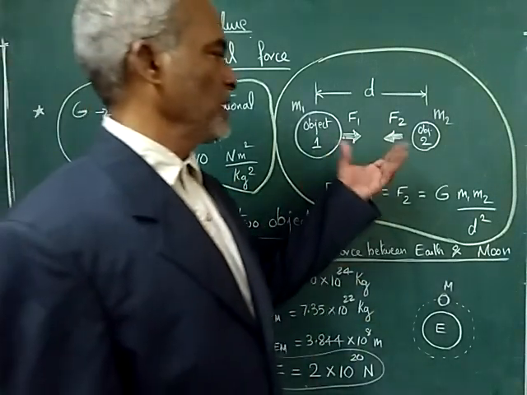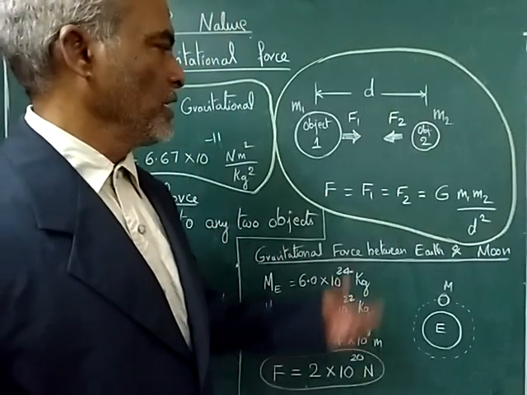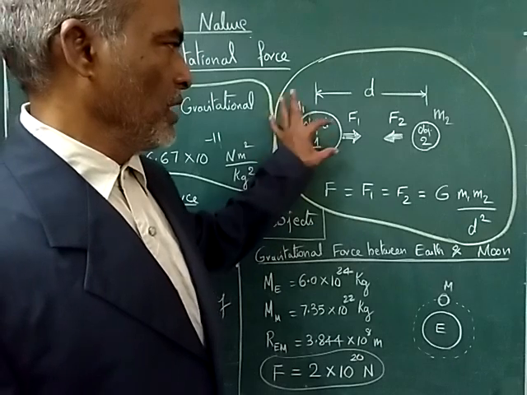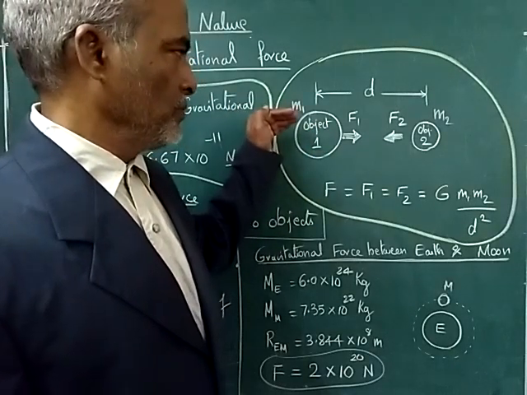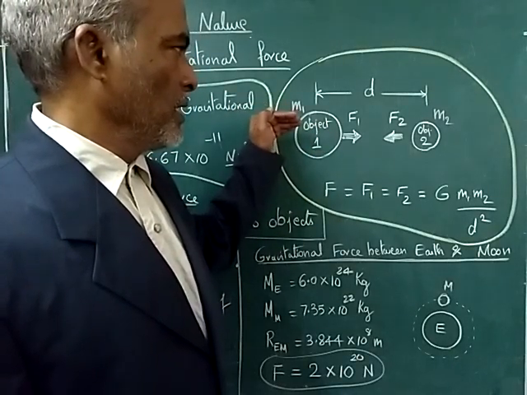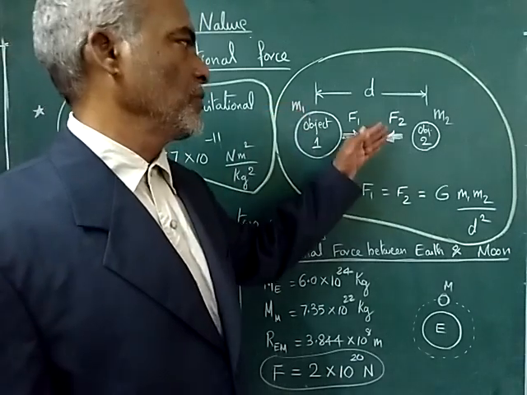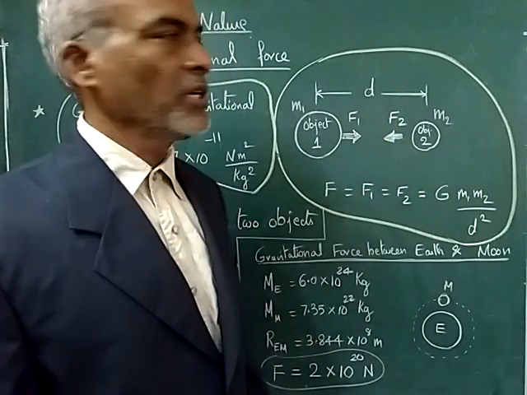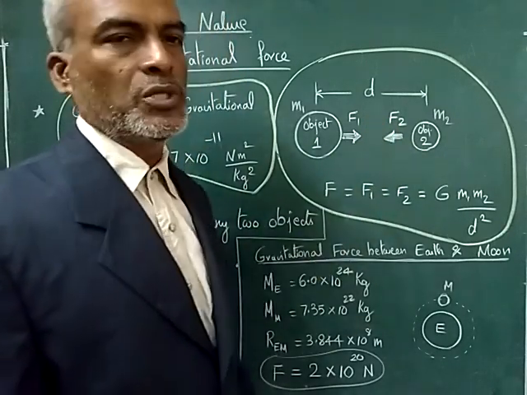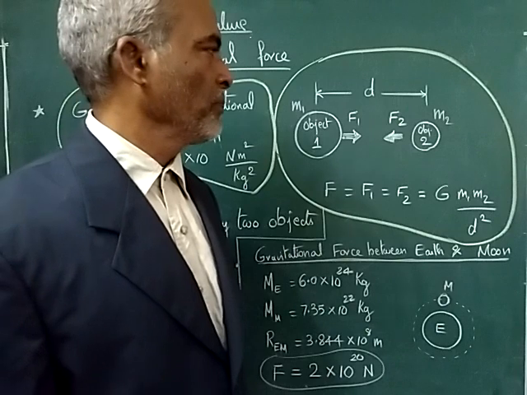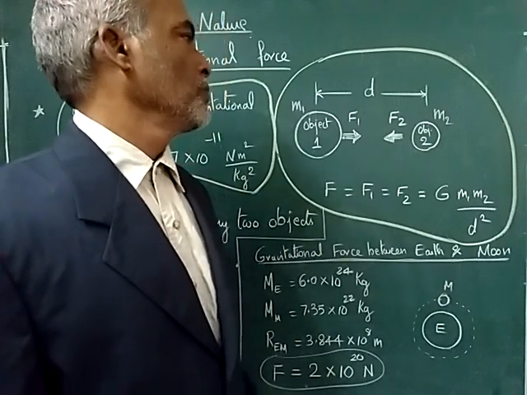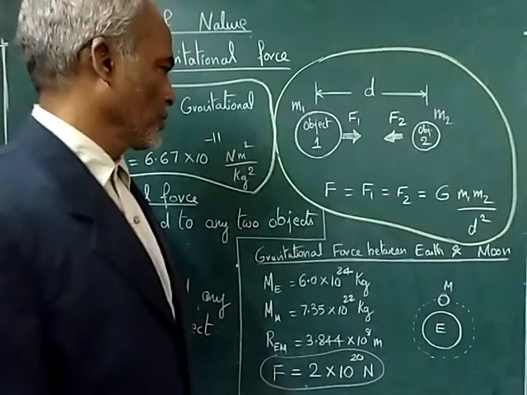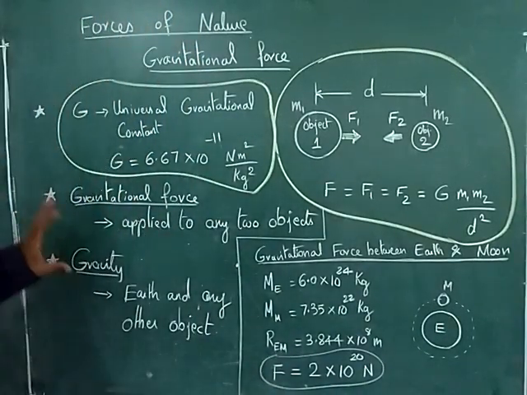Now if you carefully see this, we are not adding F1 and F2. Object 1 is experiencing a force F2 that is equal to F1. Object 2 is experiencing a force F1 which is also equal to F2. Now this is the idea. This is gravitational force.